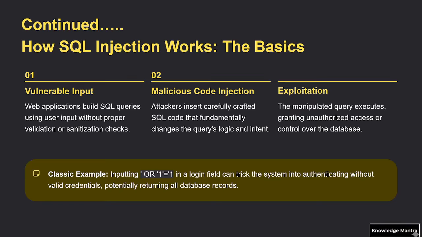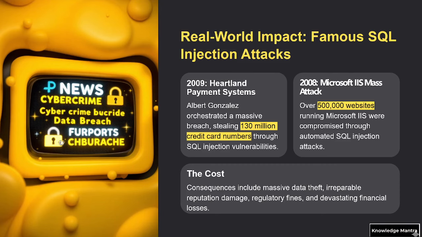Okay, the last step is exploitation. The manipulated query runs on the database since 1 equals 1 is always true. The system may think the login is valid and grant access. Through SQL injection, attackers can not only log in without authorization, but also read, change, or delete data from the database. Now that we understand how it works, let's look at real cases where this vulnerability caused major damage. Now let's check out some real world examples.